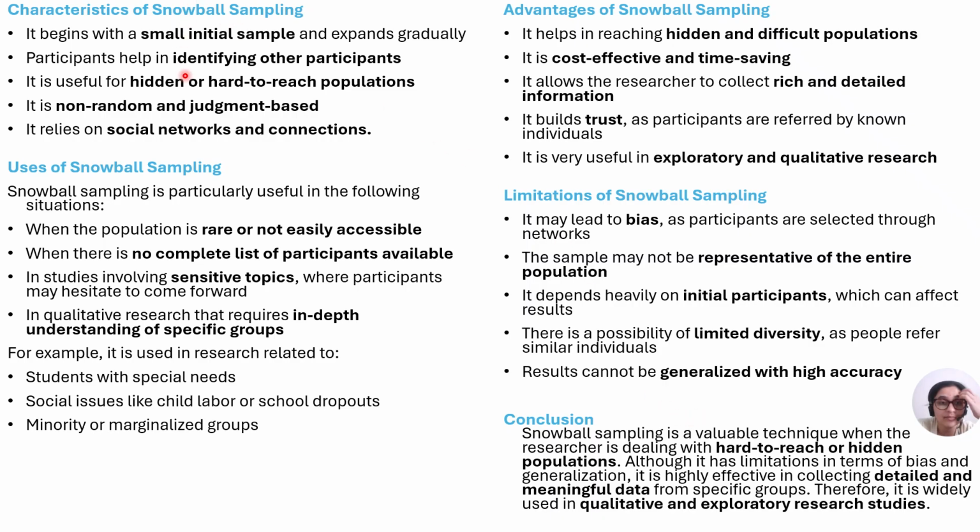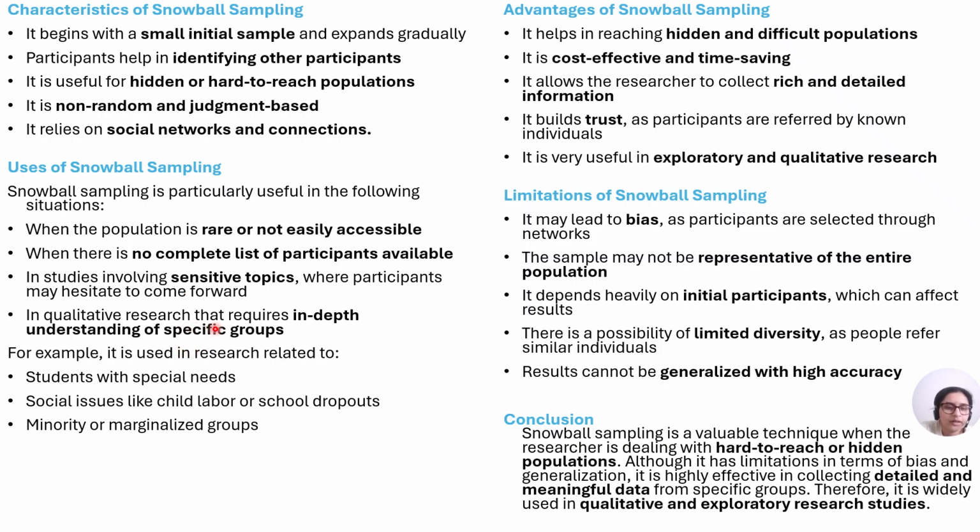Characteristics of snowball sampling. It begins with a small initial sample and expands gradually. Participants help in identifying other participants. It is useful for hidden or hard to reach populations. Uses: it is used when the population is rare and not easily accessible, when there is no complete list of participants available, and it is very useful in studies that involve sensitive topics where participants will hesitate to come forward.